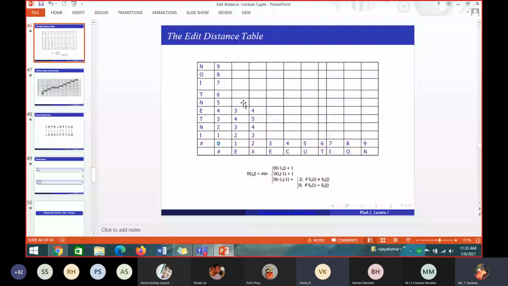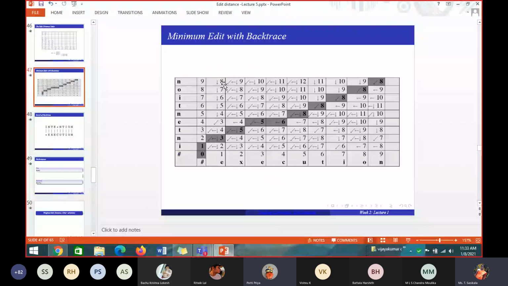Next, I and E. 6. Then O and E. 7. Everyone should tell, then it will be a common answer. Then the last one, E and N. 8. Okay, we'll check it. So we are getting 5, 6, 7, 8. Correct, right? So for the E column alone, the values are 2, 3, 4, 3, 5, 6, 7, 8. Yes or no?